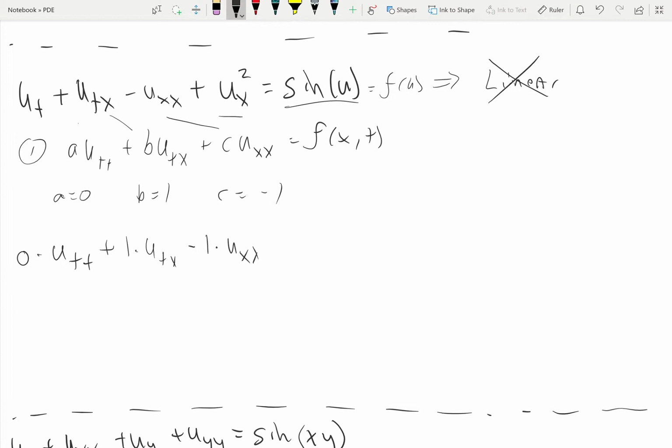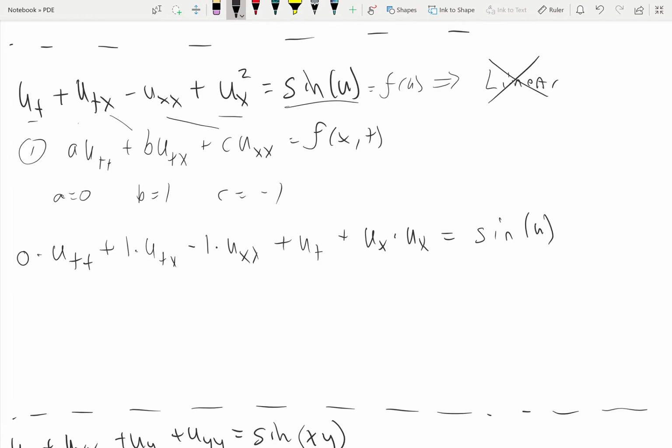Now we have these extra terms here, u_t and u_x squared, and I can't exclude them, so I'm going to rewrite it as u_x times u_x. Now, let me complete writing the equation: sine of u. We've already determined that since the right-hand side is a function of u, it cannot be considered a linear case.